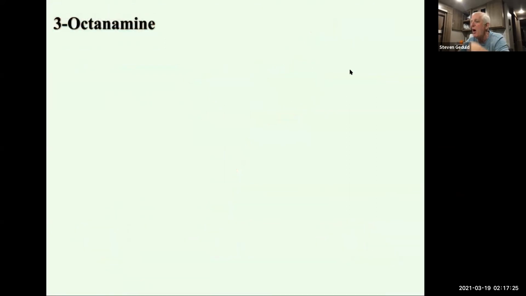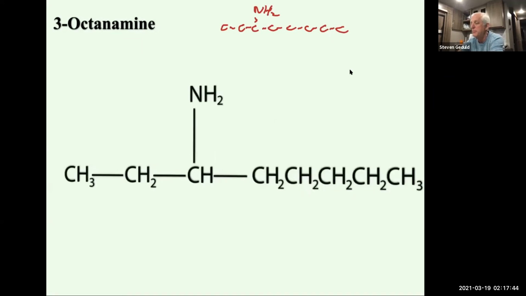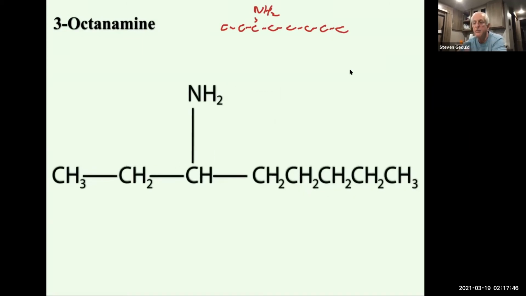All right, 3-octanamine. Octanamine is how many carbons? Octane is 8. So you put 8 carbons. And at number 3, you would put an amine group. Okay. And then everything else is filled with hydrogens. So this is your 3rd carbon. So that's 3-octanamine. The common name would be 3-octyl amine.